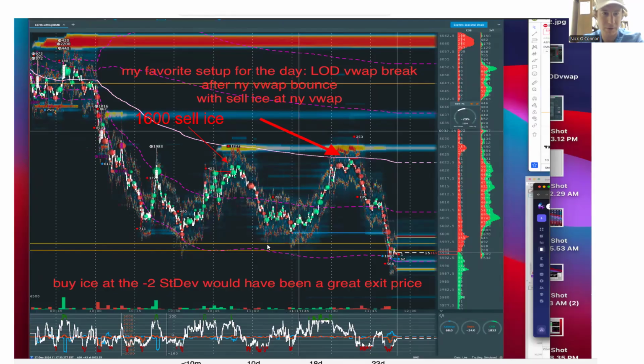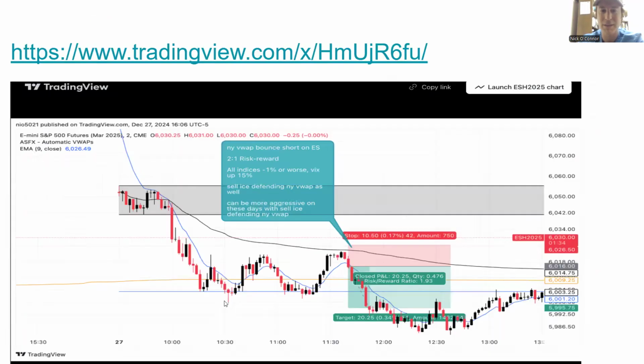We get filled on those 1600 sell ice at about 10:45-ish Eastern. So yeah, that's right here. That sell ice gets filled. We get a reaction, then we come back up, then we get some more sell ice, and then we just go down for a new low of day.